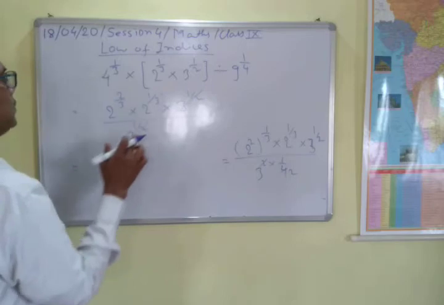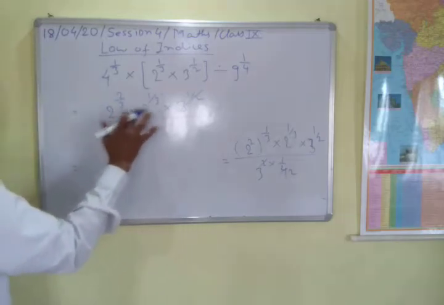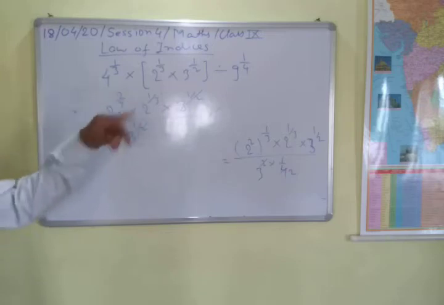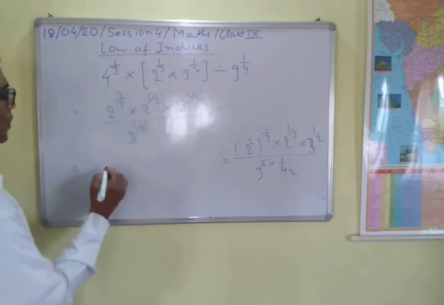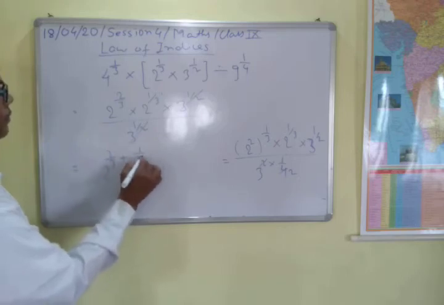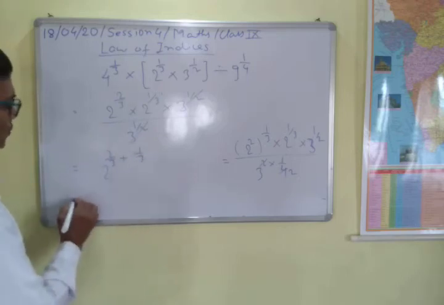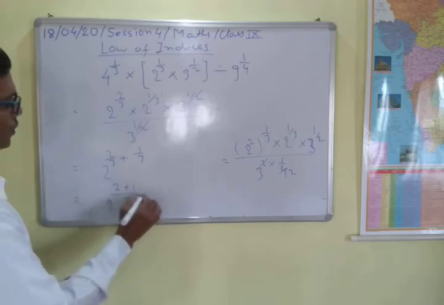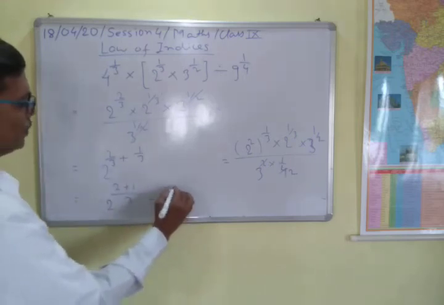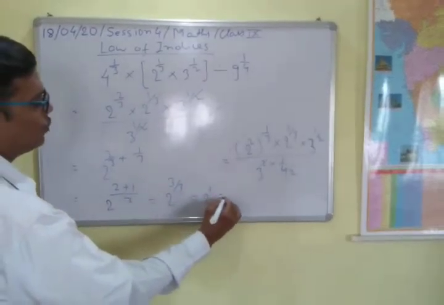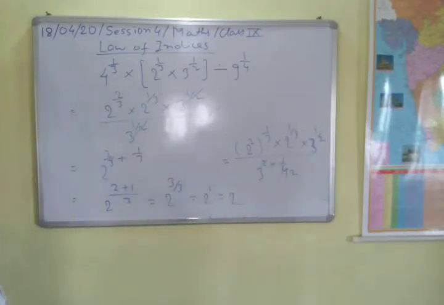Now in this you can see that the base of these two numbers are equal, that is 2 and 2. So we can add the powers by using the formula. So 2 to the power 2 by 3 plus 1 by 3. So it will be 2 to the power (2 plus 1) by 3, that is 2 to the power 3 by 3 equal to 2 to the power 1 equal to 2. So the answer of this question is 2.